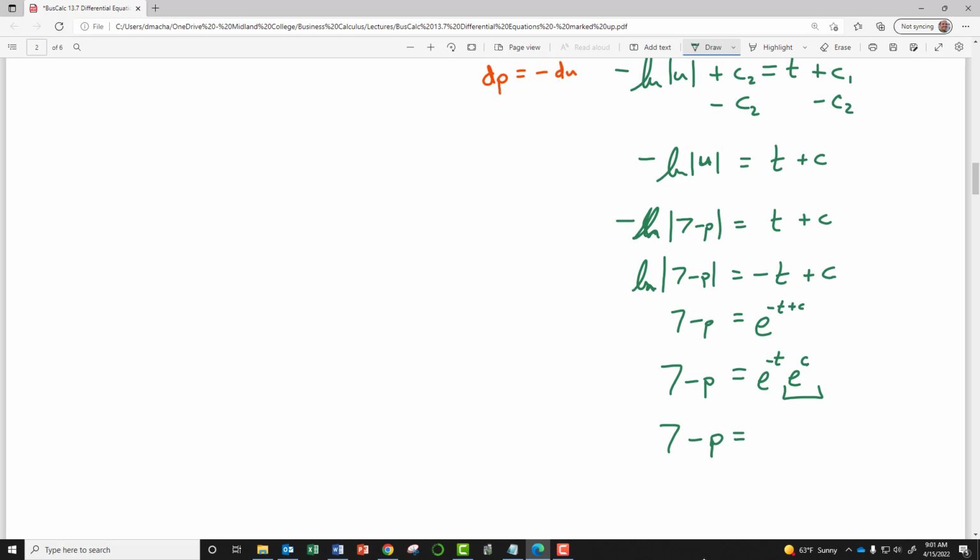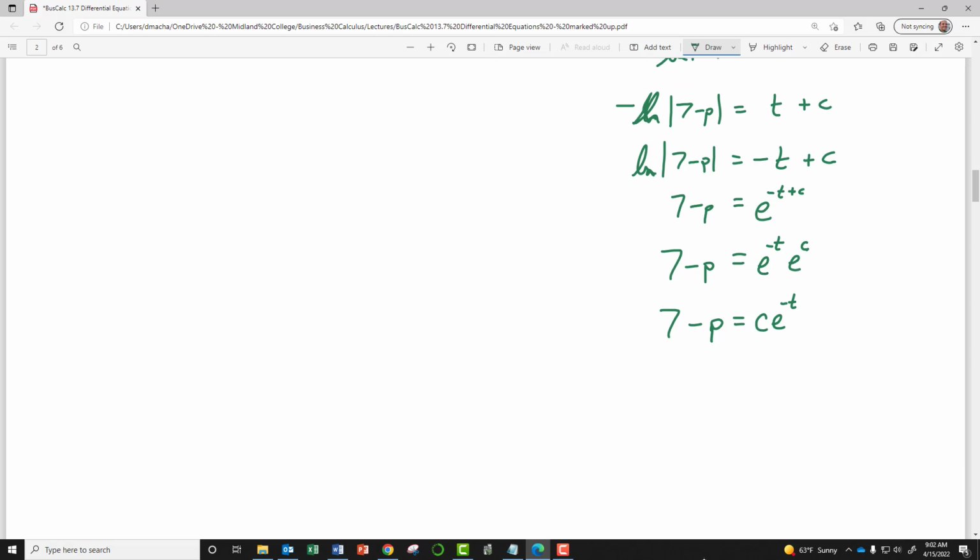And so I'm also just going to transfigure that e to the c into just a c, where lowercase c still represents any arbitrary constant. So I want you to know that that is allowed as well. And so if I'm solving for p, p is then going to be 7 minus c times e to the power negative t. And now we have a formula that tells me my distance from the starting line as a function of time elapsed during the race.